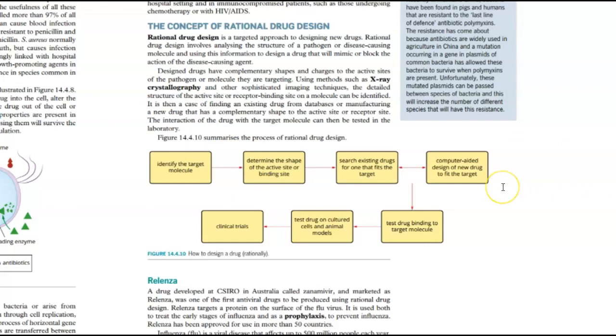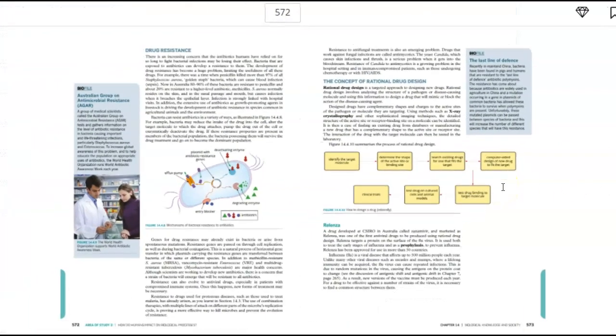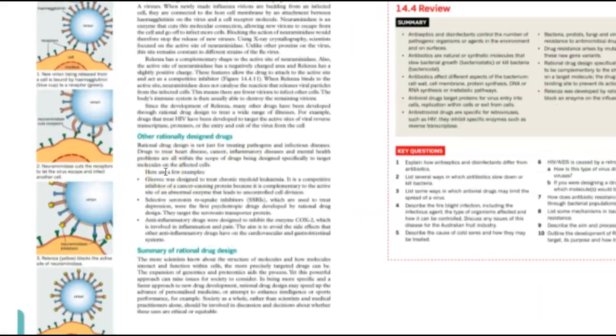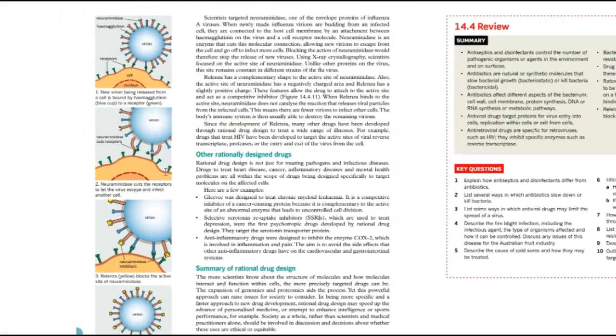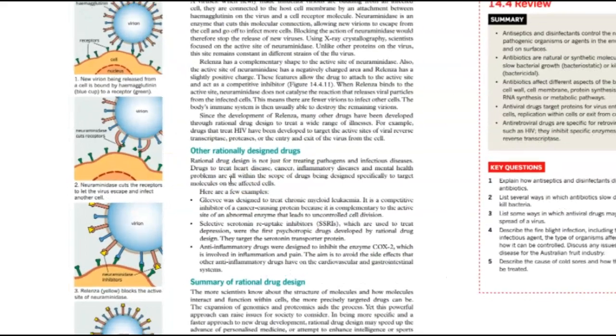Okay, but you need to have this very specific example of Relenza. So the textbook starts talking about it here on chapter 573. But it is summarized really nicely in this diagram here, which I have cropped into your OneNote, and you need to describe in your own words what's going on here.